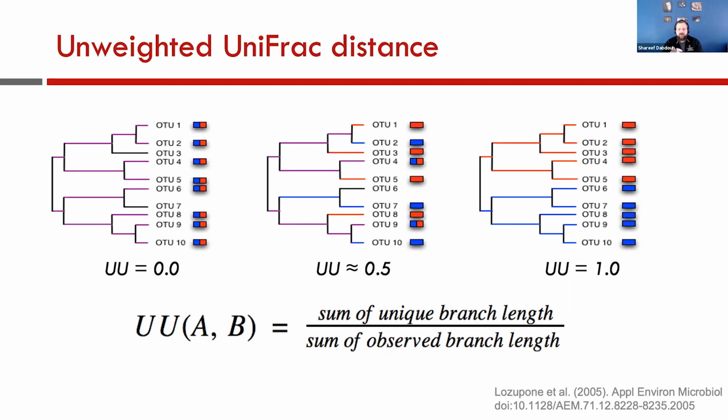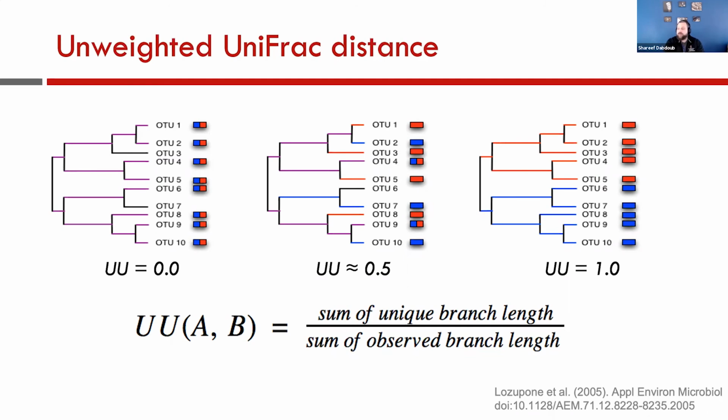You can see here on the left, completely similar communities have a UniFrac measure of 0 because the blue and red communities share the exact same branch lengths. All the OTUs are shared between them. And then at the far extreme, the two communities, red and blue, occupy completely different branches from the root to the tips of the trees. And so they have a maximum dissimilarity of 1 in UniFrac.